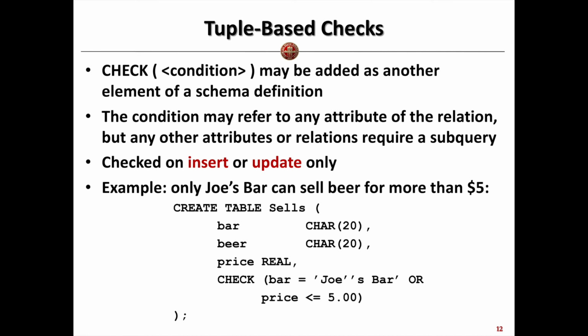We need to make sure this check is true all the time when we do the insert or the update of the records inside the sales table, right? We need to make sure the price should always be no greater than $5, or it can be Joe's bar. It is an exception we can make here for Joe's bar. It can sell the beer for more than $5. Okay, so this is a type of tuple-based check we can use in defining tables.